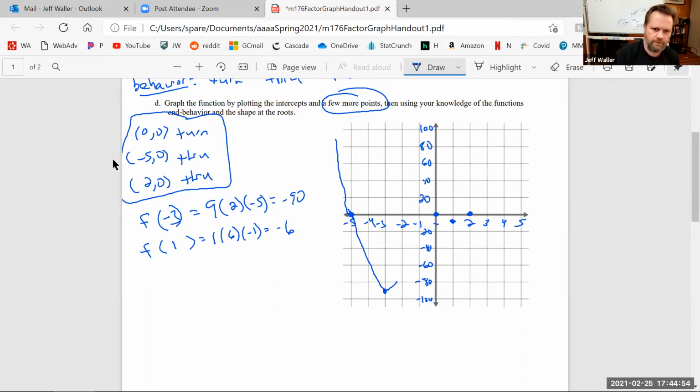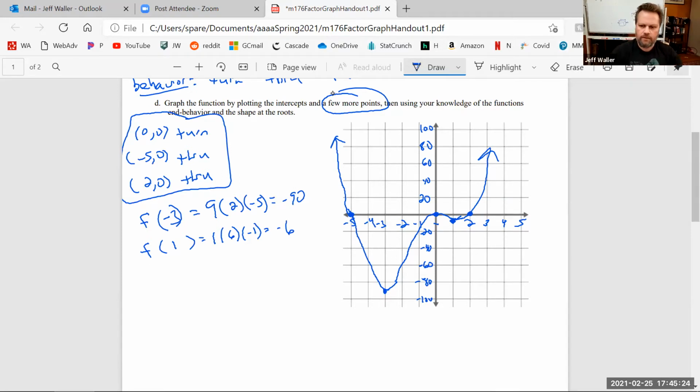What do I do at 0? Turn. Turn. And why? And thank God I do, right? Because I got another point right here that I got to go through. I'm going to pretend like that's the minimum. I don't know if it is, but it's the best information I've got. And then I'm going to go through 2, and then up it goes. Yeehaw. So it looks like a reverse Texas. I don't know what that is.